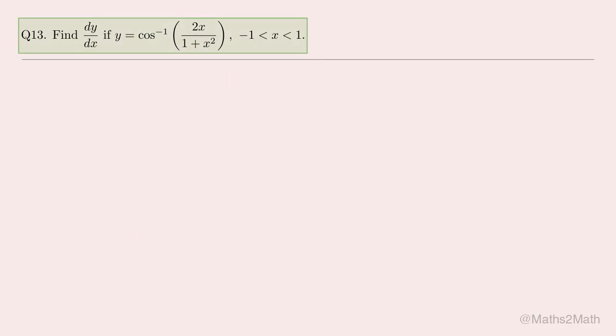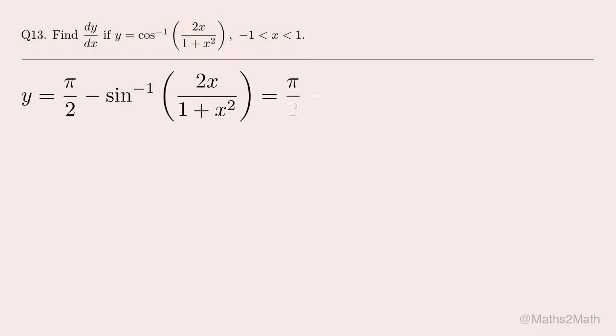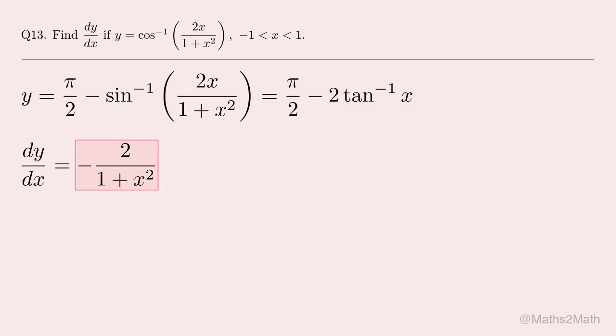Question 13. The sine double angle fraction, but wrapped in inverse cosine. Convert to inverse sine with the complementary identity, then reuse question 9. Inverse cosine is pi over 2 minus inverse sine, and question 9 gave that inverse sine as 2 inverse tangent x. Differentiate, the constant vanishes.